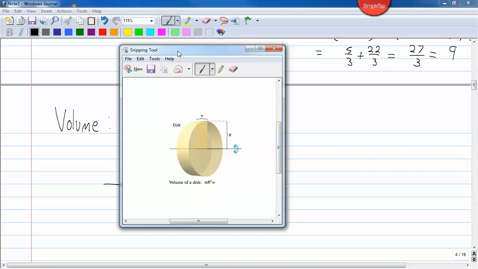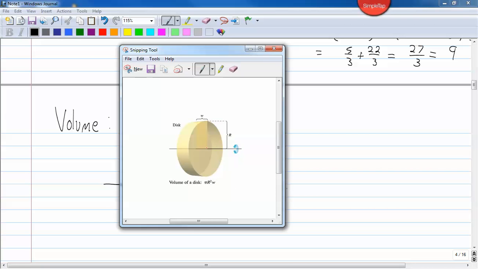Kind of like that. You still have that rectangle there, but it's been revolved about some line. I just said the x-axis, but it doesn't have to be the x-axis. And so that would make a disk. And how do you find the volume of a disk?